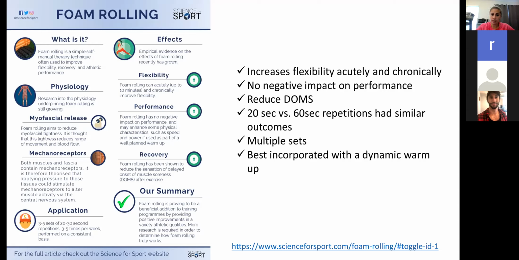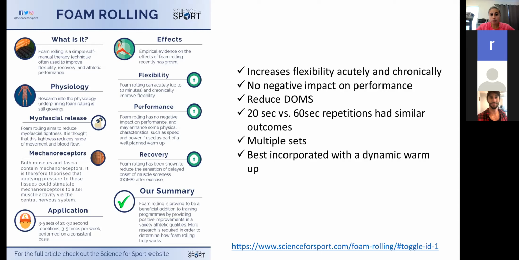Multiple sets is shown to be ideal. So where you're doing, let's say, 10, 20 seconds on one side, going to the other side and coming back and repeating, we might see benefit, because we're going to get blood flow to that tissue as we move to the other side. And then we might even feel a little bit less tension when we come back to it for the second time.